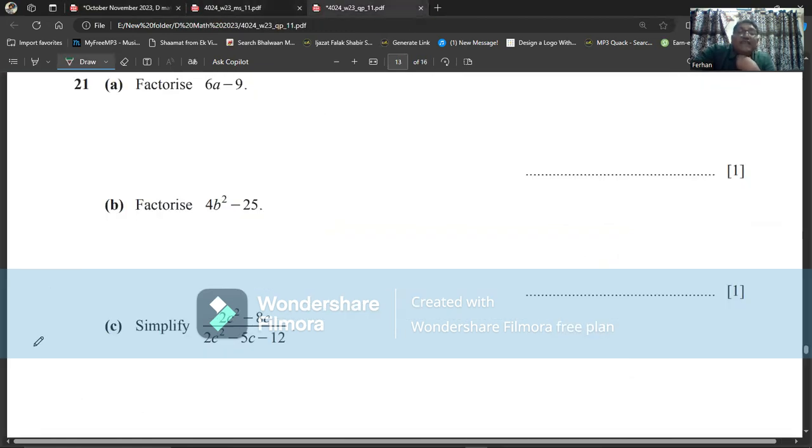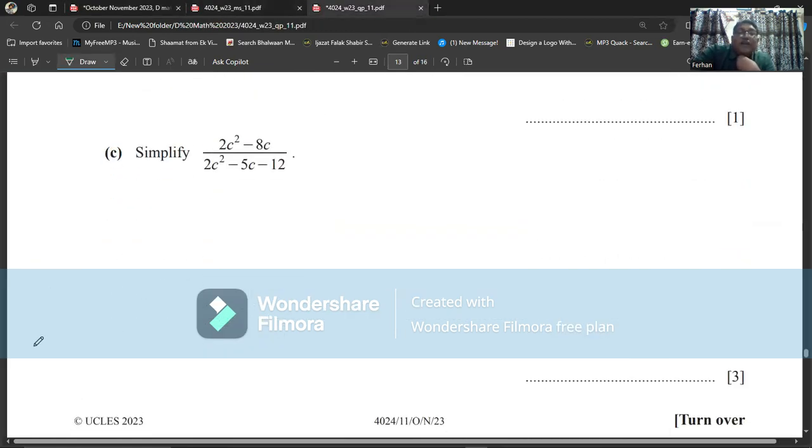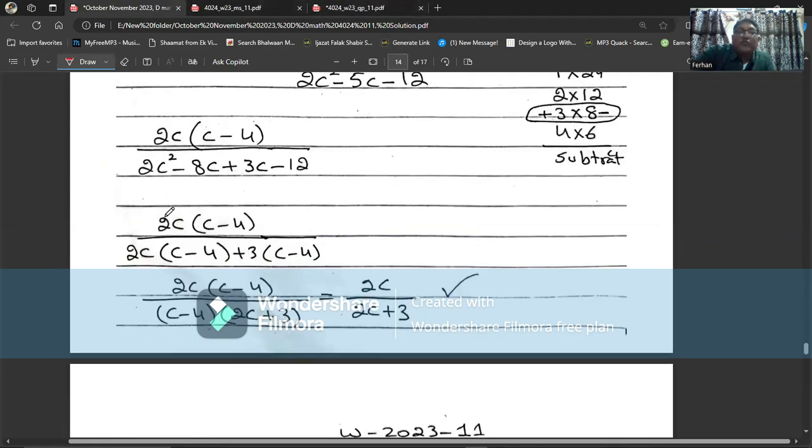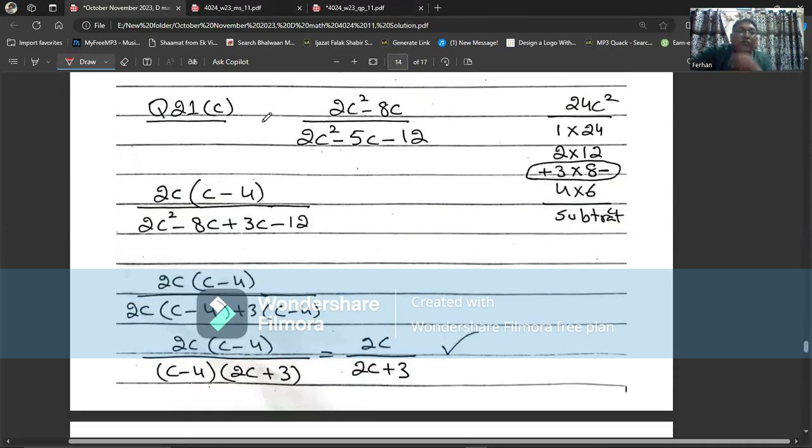Question number 21, C part. He says simplify, and it's a 3-mark question. He says 2c square minus 8c is in the numerator, and in the denominator we have 2c square minus 5c minus 12. So we will try to factorize the numerator as well as the denominator. From the top, you can see 2c is common. So I will take 2c common. In the bracket, you will have c minus 4.